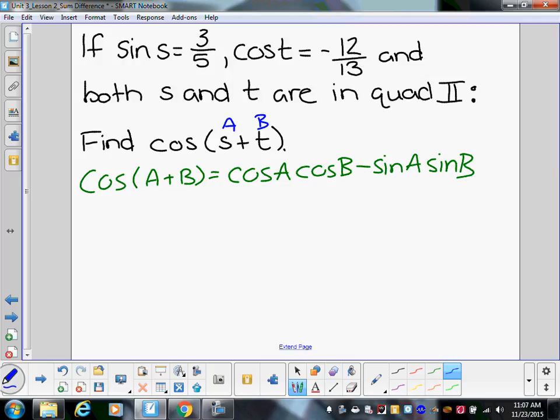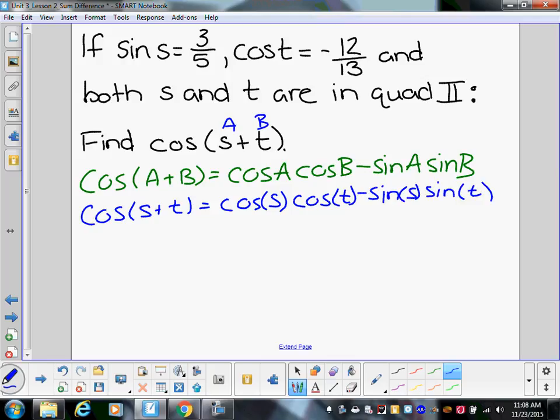So the S is my A, the T is my B. I'm going to put the S's and T's in parentheses. So wouldn't that be cosine S times T minus sine S times T? Or something like that? No, I don't see it.